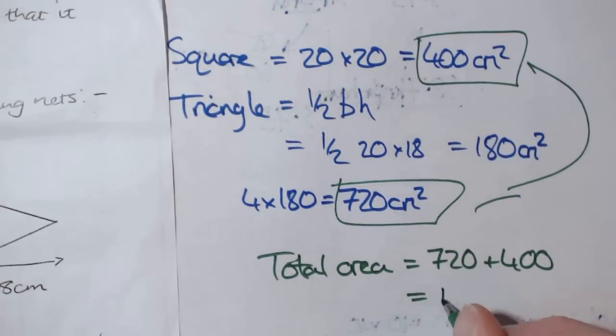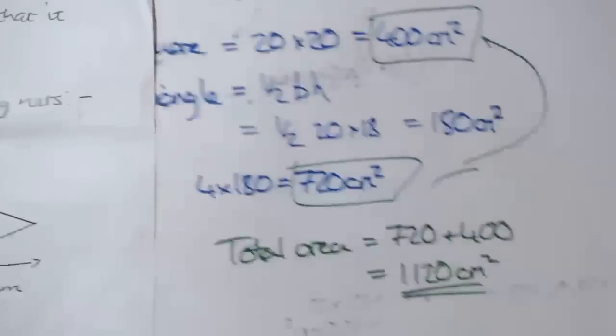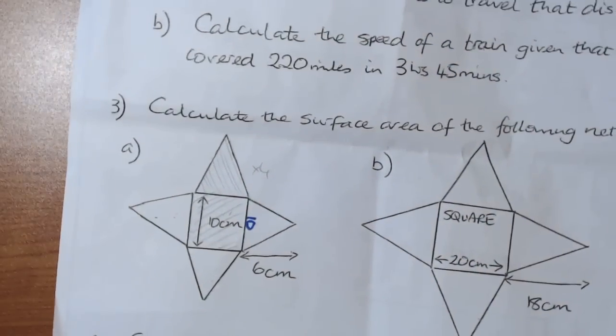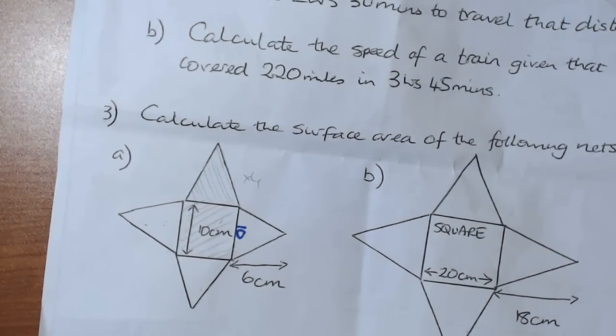Right, 1120 centimetres squared. Again, with the pressure of a wee test, double check the calculator because it's easy to make a wee mistake if you're stressed. Right, so that's us done 3 questions. Right, we'll just keep on going, get another bit of paper.